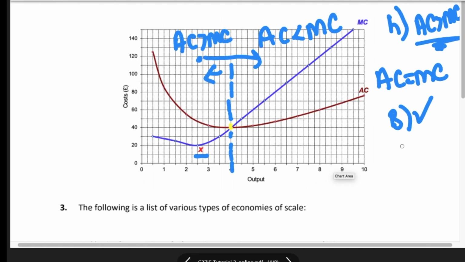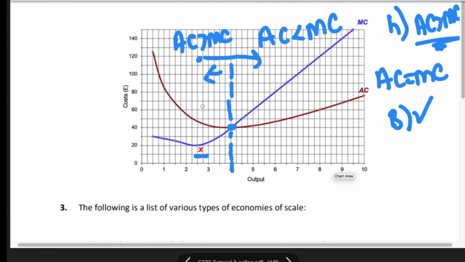So C, the firm is producing beyond its minimum average cost level. So on this diagram, it's a little bit hard to see, but I would probably be inclined to say that the minimum for the average cost is around about here, right? So if we are producing in this region here, then we're not producing beyond it because we haven't gone past that. So I would be inclined to say that C is also not true. So that's why it can't be C.